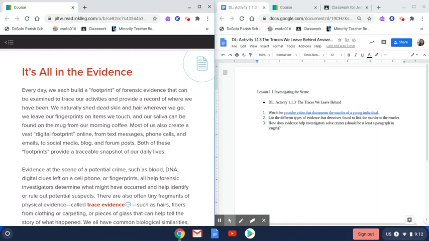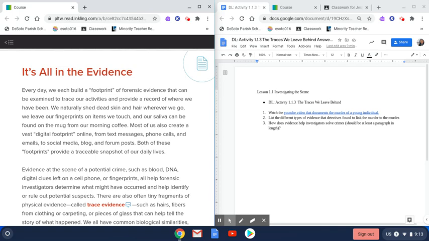But because we are not actually in a classroom setting, we have to modify and find something similar to do this with. So what we're going to do today is look at another murder case, which is an actual murder case that happened in real life. You are going to watch a video that documents the murder of a young man.